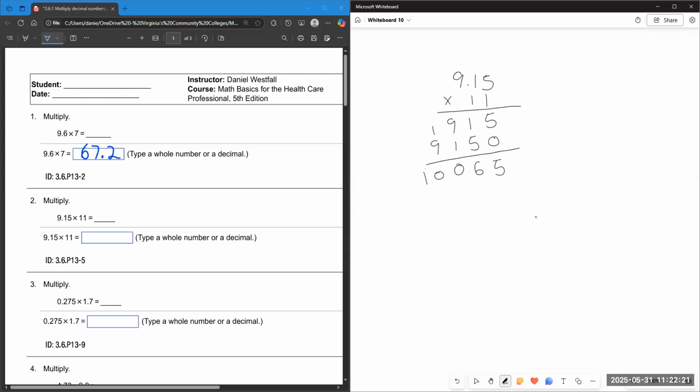So we have two decimal places up here in my problem. So I'm going to slide over 2 places here in my answer. And I have 165 hundredths.